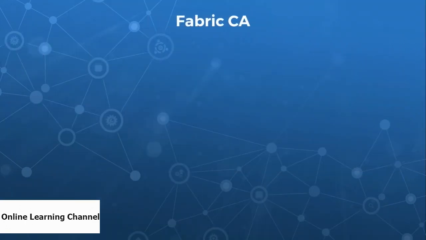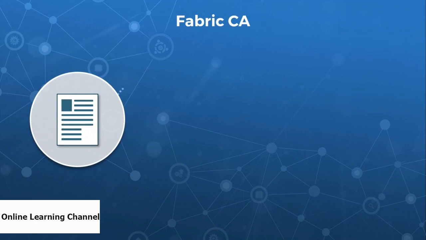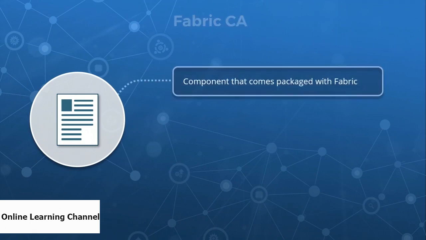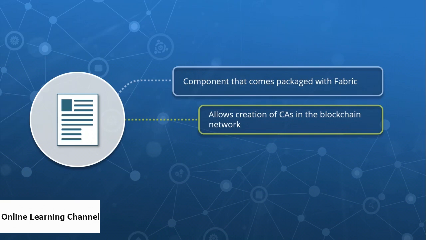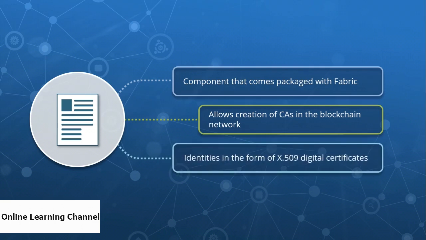Which brings us now to the topic of Fabric CA, which is a component which comes packaged with Hyperledger Fabric. This is a tool which can be used to create certificate authorities in the blockchain network, which in turn will be able to issue certificates. It is these certificates which can be used to establish identity, and do note that the standard which these certificates adhere to is that of the X509 digital certificates.